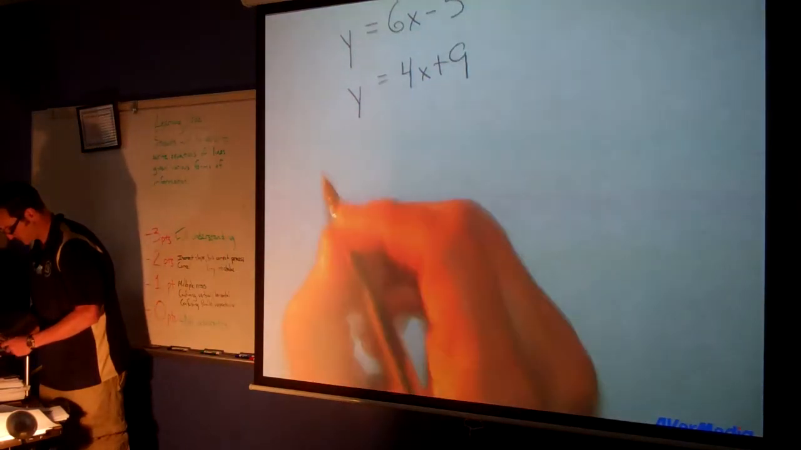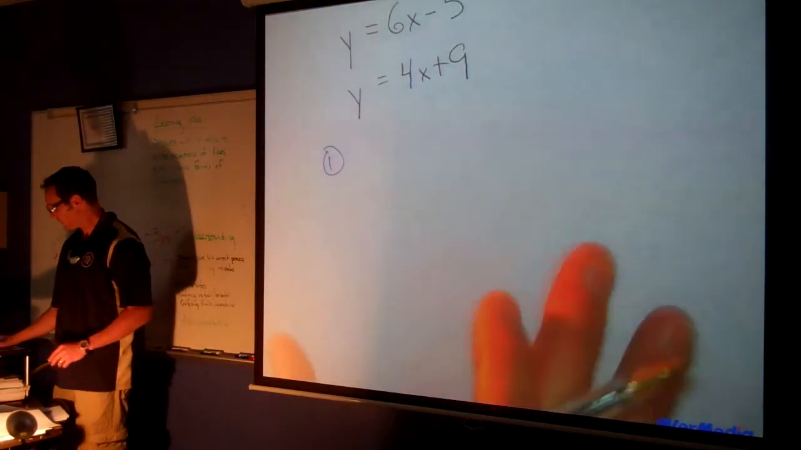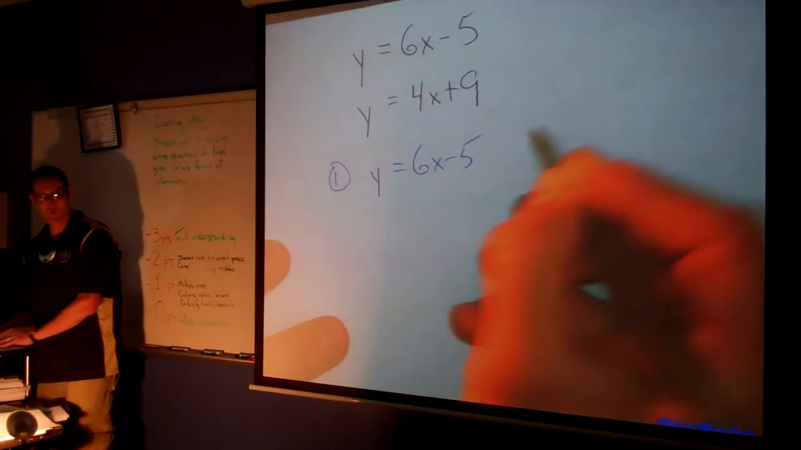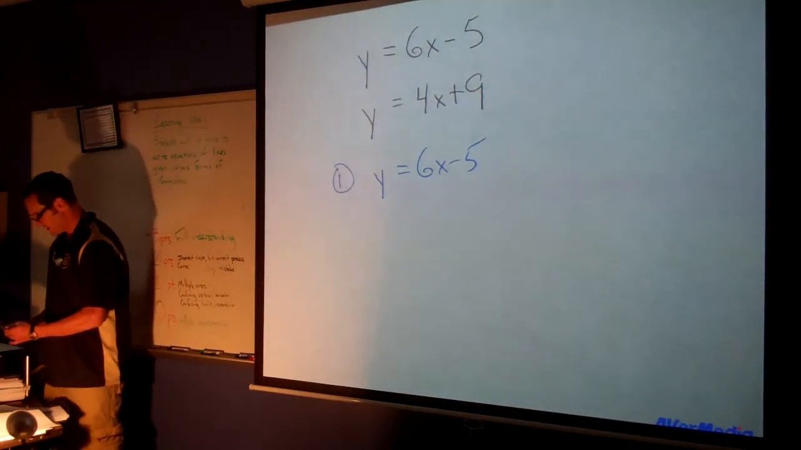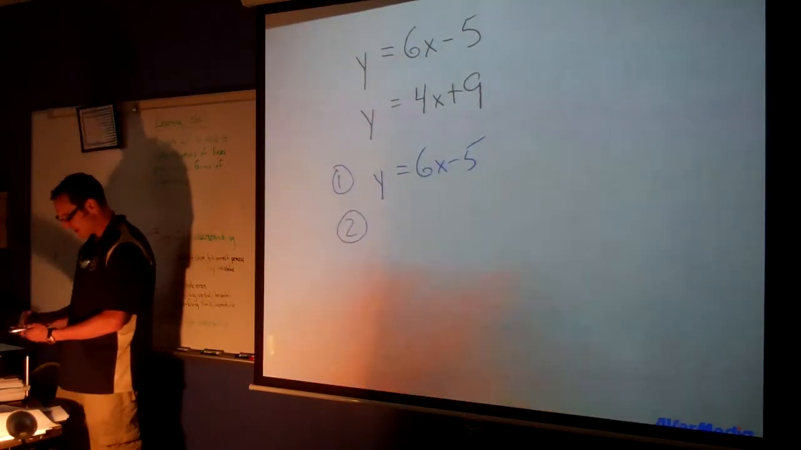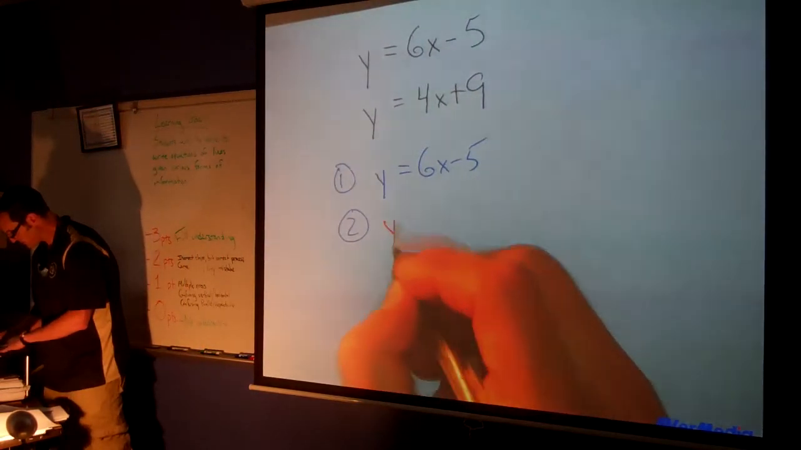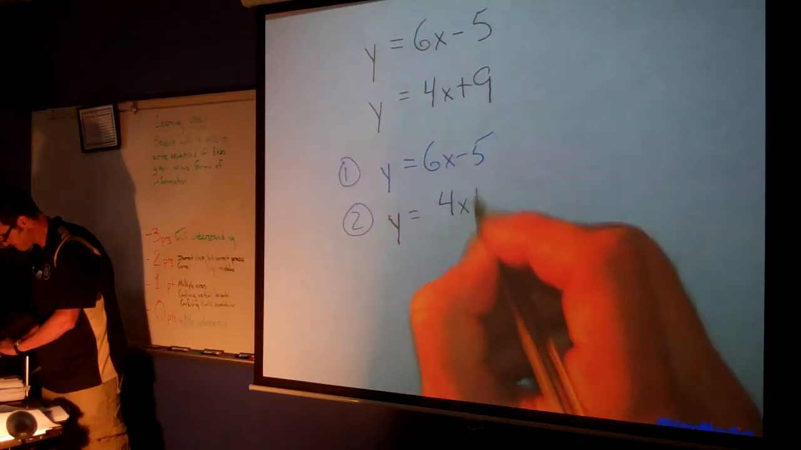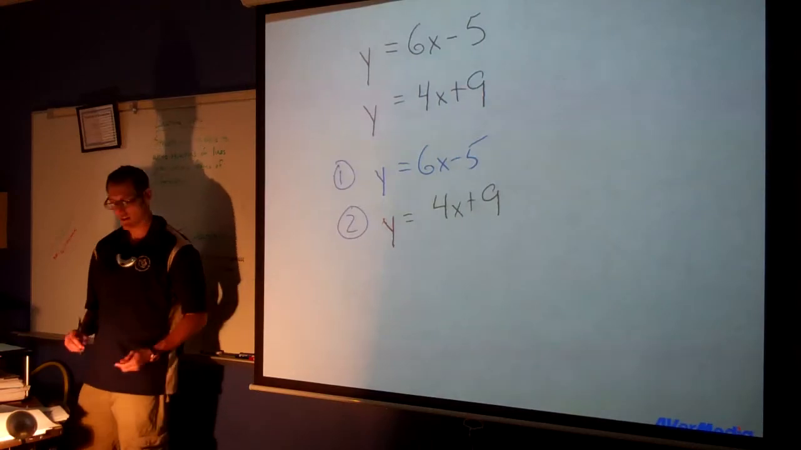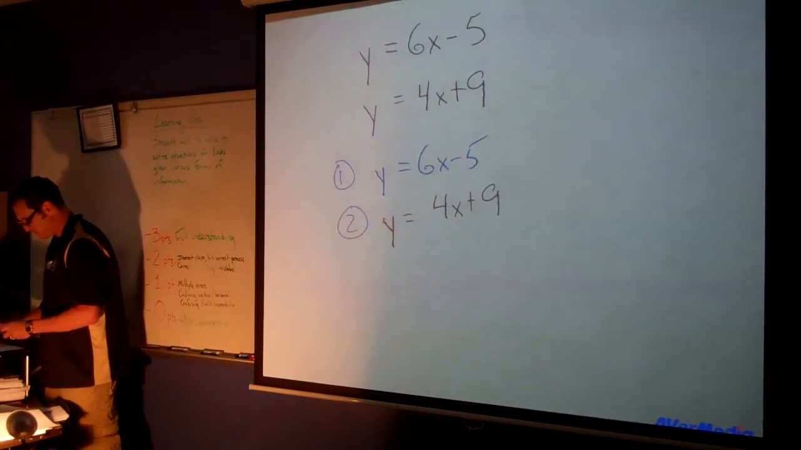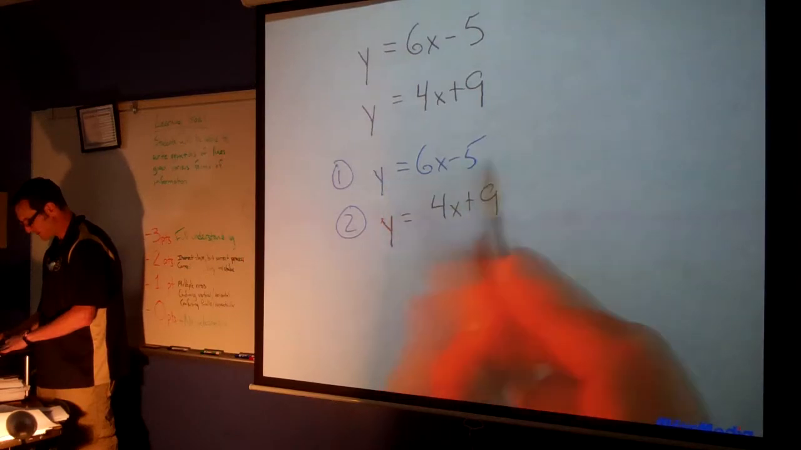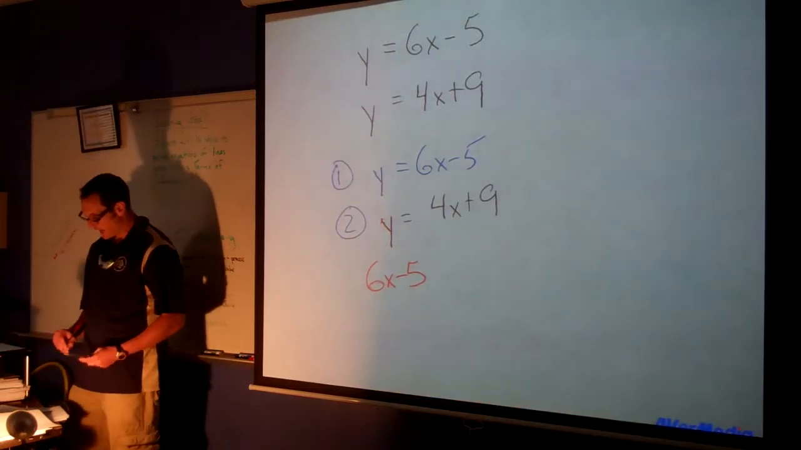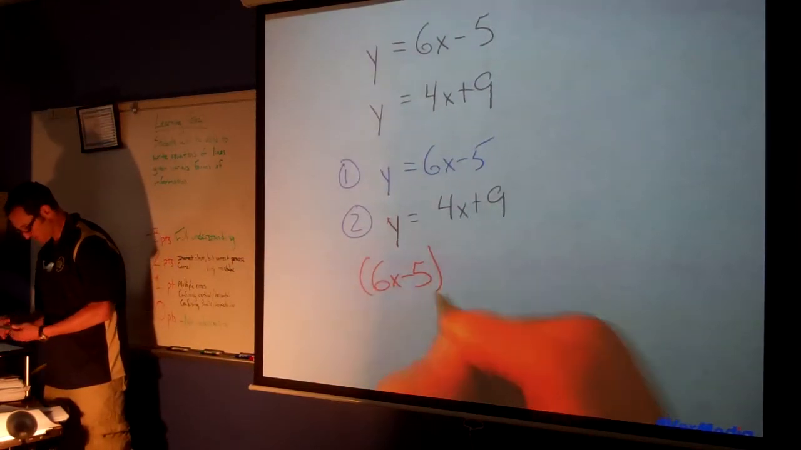Step 1. Do I know the value of x or y? Yes, I do. I know that y equals 6x minus 5 because of the first equation. Step 2. I'm going to take that value for y and plug it into the other equation. The other equation is y equals 4x plus 9. But I'm going to take that value for y, substitute it into the second equation. Y is 6x minus 5. This is y. I'm going to substitute that. Now, remember to use parentheses for substitution.